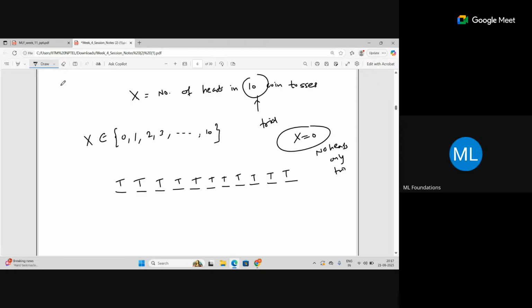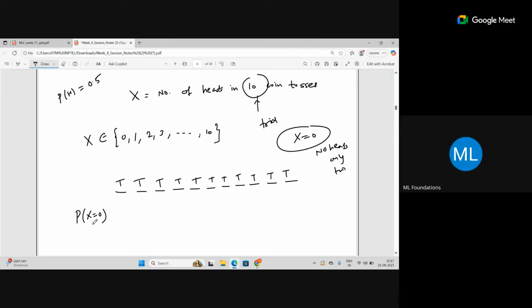And suppose the probability of getting a head in one coin toss is, let's say, 0.5. So what can we say about the probability that x equal to 0? If I use similar coins, whenever I toss a coin, the second toss is independent of the first toss. I hope you understand the concept of independence.